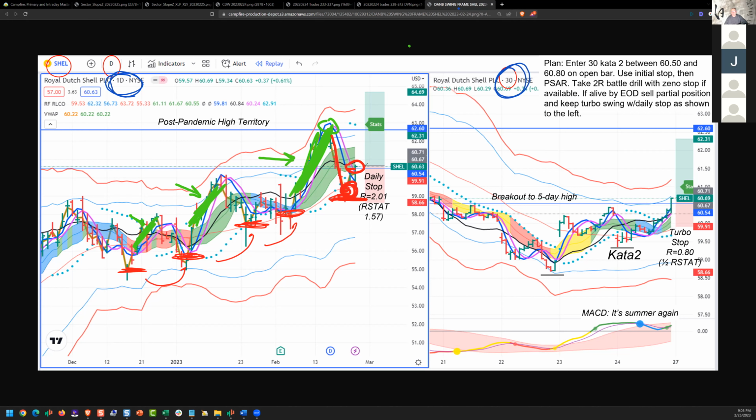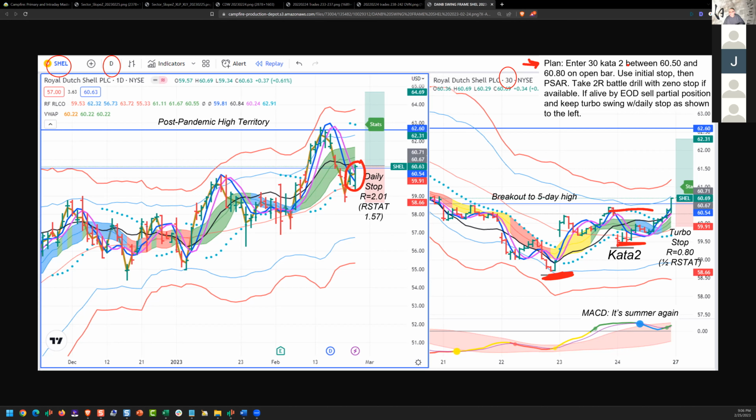And now he's got this frame in with a mechanical entry north. And an R stat stop down here. That looks pretty good. Reasonable 2R available to the upside. It just has to get above that previous peak. And it's had 2 pretty good days that it did not fail. And now his plan is to enter on the 30-minute chart. He's got a very clear Kata 2 here. Could have entered it right here.